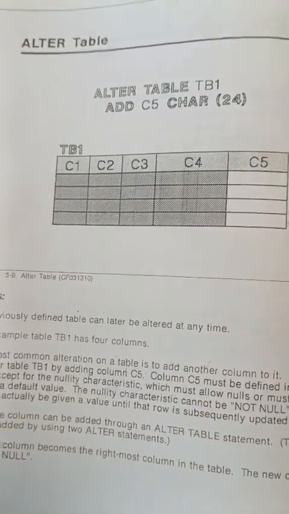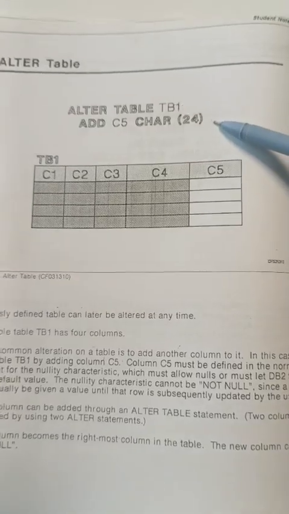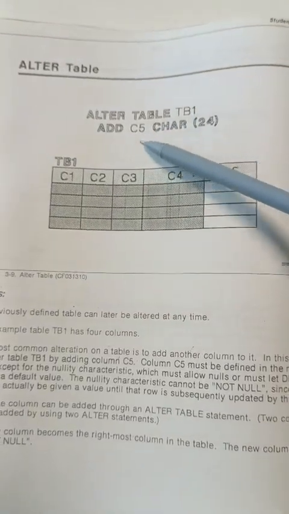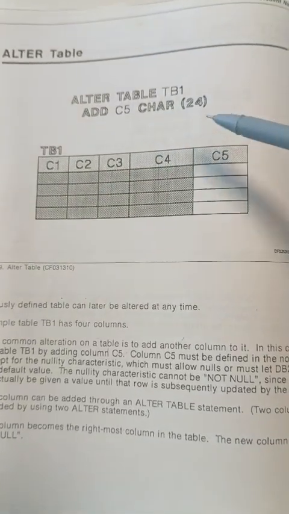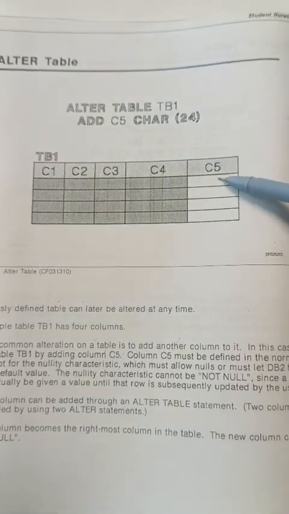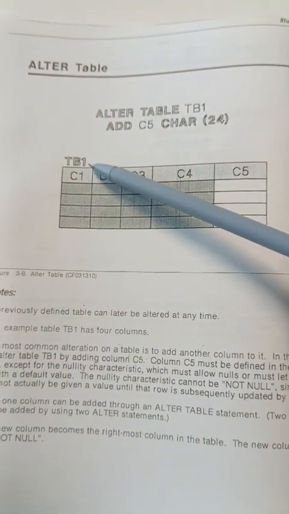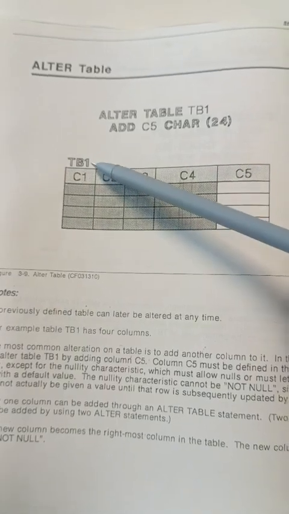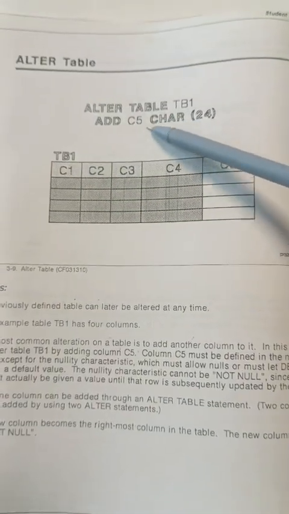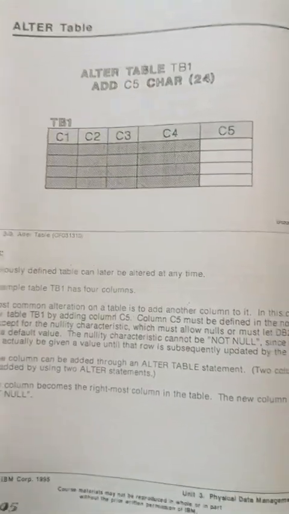And here, how to alter the table. This is the syntax: alter table 1, add C5, meaning they are adding a new column with a data type. TB1 is the table name. In the table, I am adding C5, which is a column name, another column.